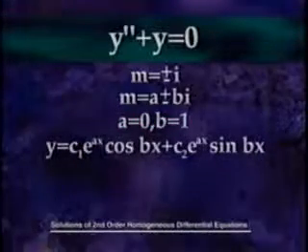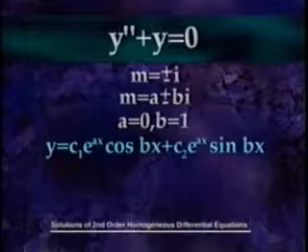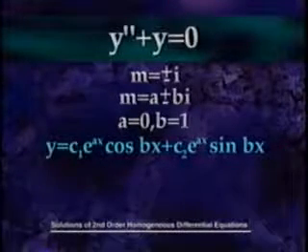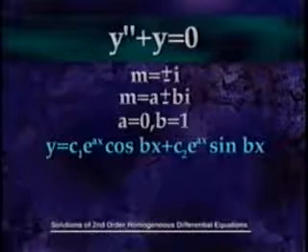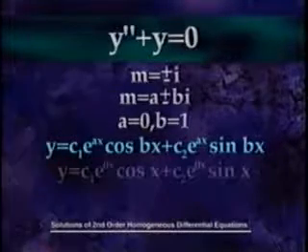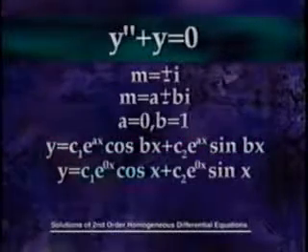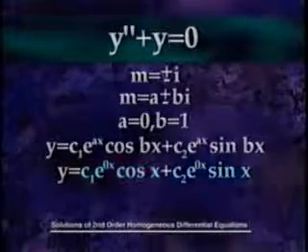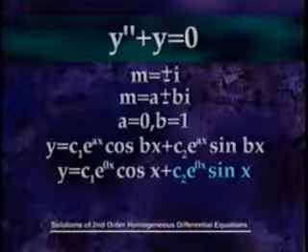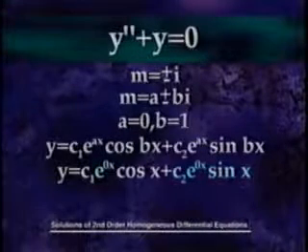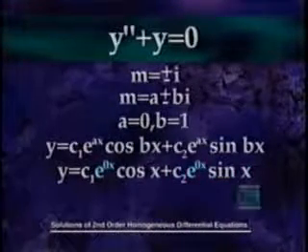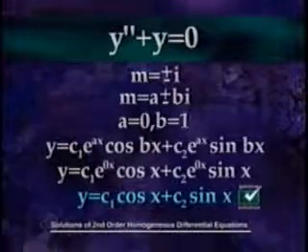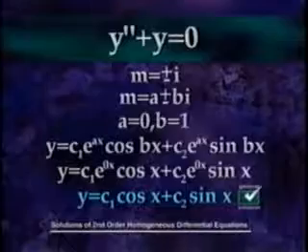Plugging this into our formula for the general solution, y equals c1 times e to the ax times the cosine of bx plus c2 times e to the ax times the sine of bx, we get y equals c1 times e to the 0x times the cosine of x plus c2 times e to the 0x times the sine of x. Since e to the 0x equals 1, our general solution is just y equals c1 times the cosine of x plus c2 times the sine of x.